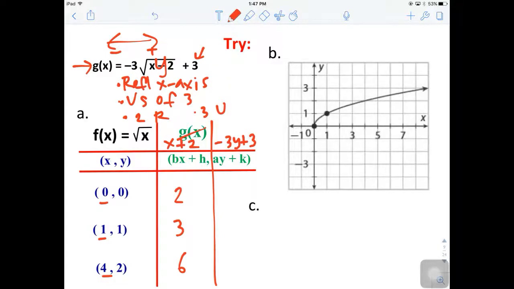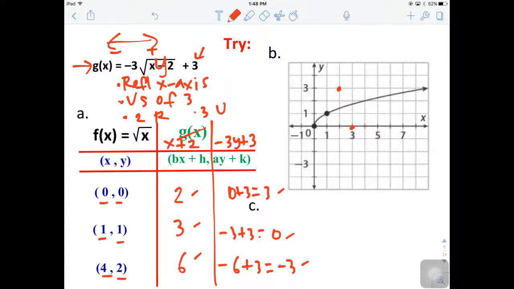And then next we got negative 3 times 0, which is 0 plus 3. So 0 plus 3, that's 3. And then negative 3 times 1, that's negative 3 plus 3, which is 0. And then we got negative 3 times 2. Negative 3 times 2 is negative 6 plus 3, that gives me negative 3. So here are my new points, 2, 3, 3, 0, and then 6, negative 3.